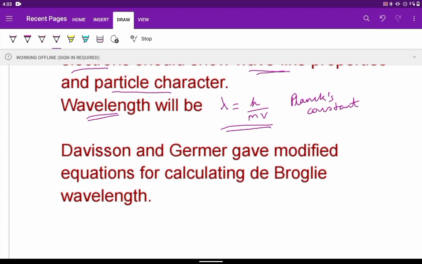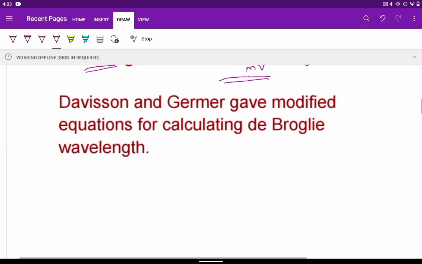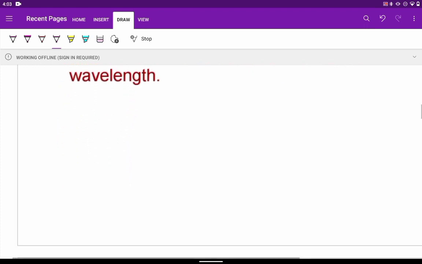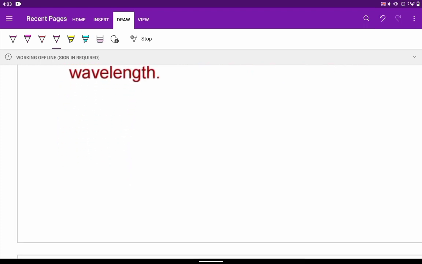And this wave nature was confirmed by Davisson and Germer's experiment. And they have given some modified equations for the calculation of de Broglie wavelength. They have given some more equations which will help us to calculate lambda. Now see, on the basis of their experiments, we get that lambda equal to h by square root of 2Em.